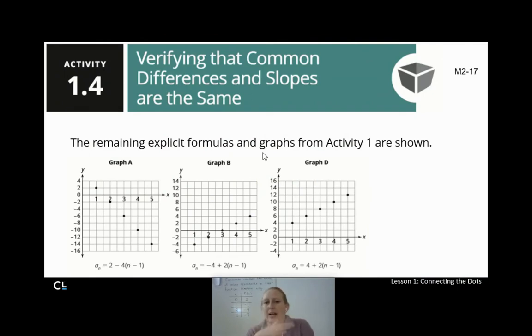So let's take it back to activity 1, which we did a few days ago, where we matched up our explicit formulas with our graphs. Remember this? We already played with graph C and the formula that went with it. So let's look at the others, graphs A, B, and D, and the formulas that went with them. We're coming back to those.